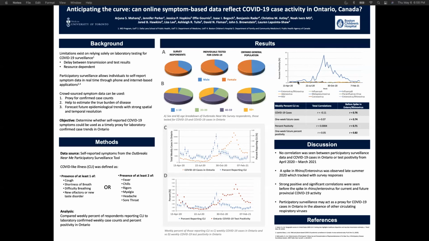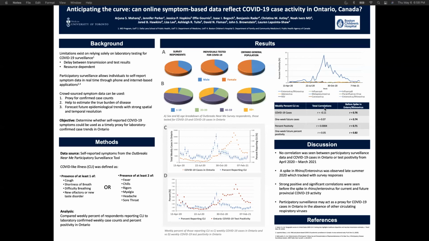We see very low amounts of adenovirus, influenza, and other coronaviruses. But we see quite the rapid rise of test positivity of enterovirus and rhinovirus. This rose in the late summer and fall of 2020 and gradually declined. And this really did track well with our survey responses or percent reporting CLI.